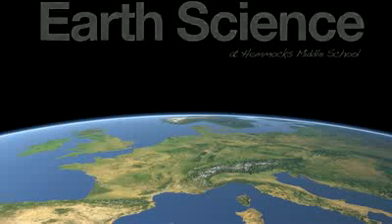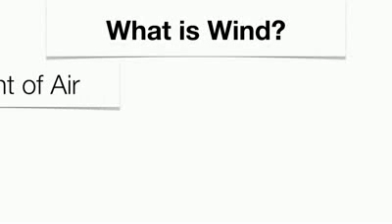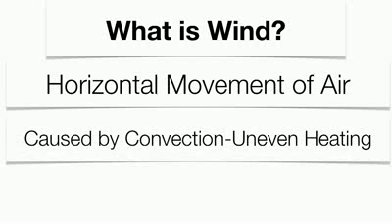Today we're going to be talking about wind. Now the big thing about wind is understanding how winds are actually going to form. Well, winds first off are going to be the horizontal movement of air across the surface. And they're going to be caused by convection, which is ultimately going to be the uneven heating of the surface. Warm air is going to rise, cold air is going to sink. That's going to cause a convection cell. Once convection occurs within the atmosphere, you're going to get yourself a wind.